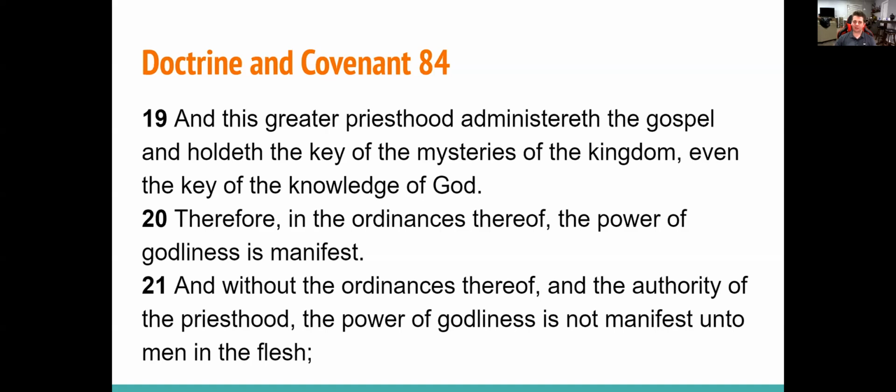And so some of these are the mysteries of the kingdom of God, or the knowledge of God, the powers of godliness to manifest unto the flesh, all these different things that are important keys that are only explained for the first time, a lot of them, in section 84. And this is why it's such an important section. This is what Joseph Smith got, and it's a really important section for our gospel.